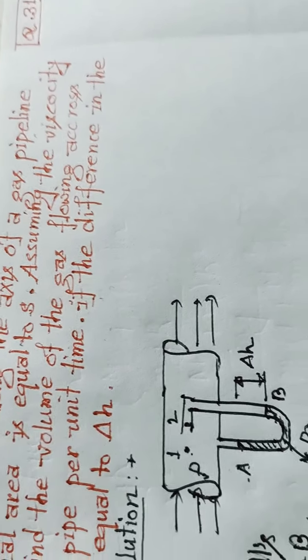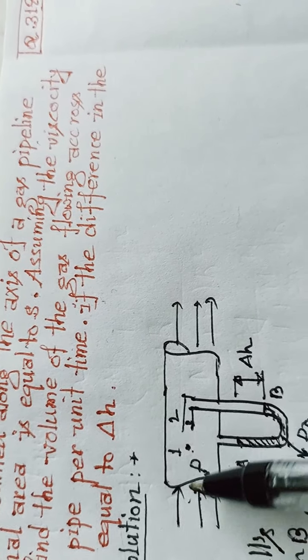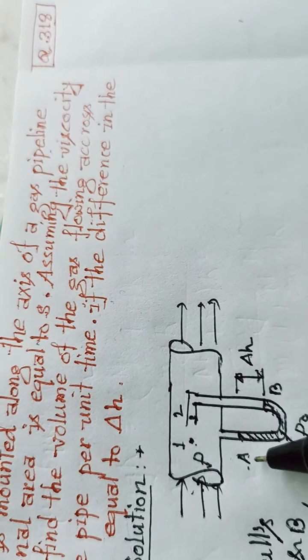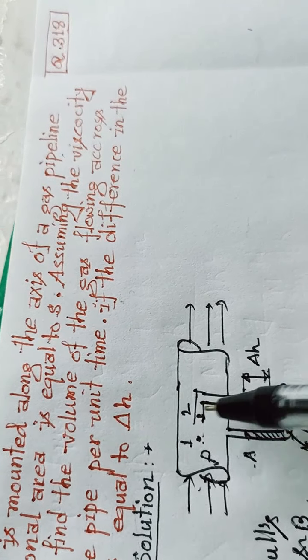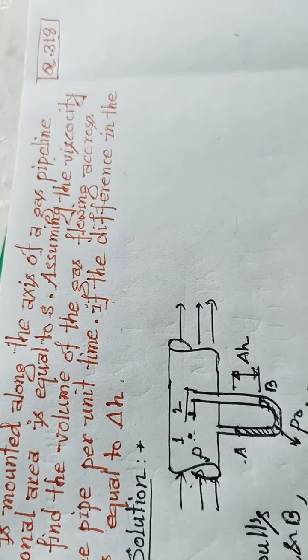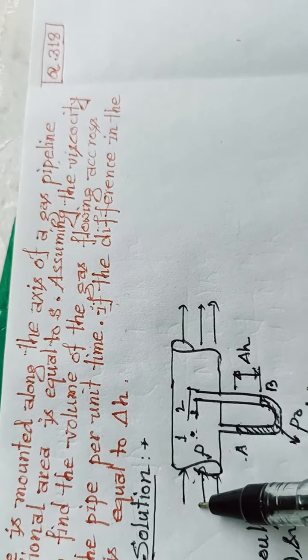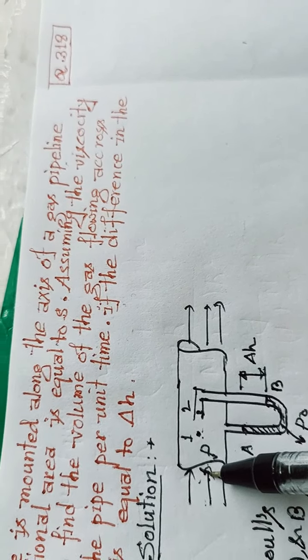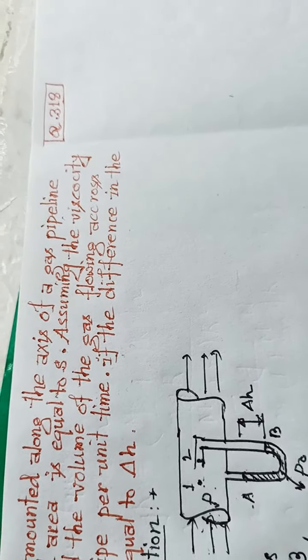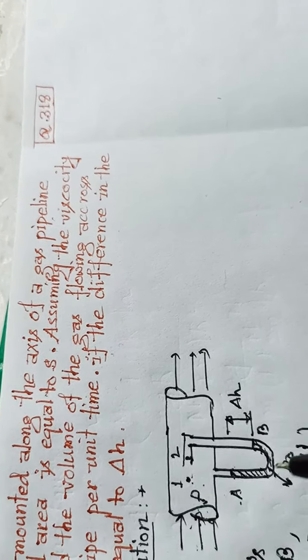From this figure we can draw this diagram. In this diagram, this is the inlet section and this is the outlet section, and we are considering 4 points: A, B, 1 and 2. This AB section is filled with a liquid of density rho 0, and the density of the fluid or gas is rho. Now first of all, we'll consider the Bernoulli equation for points A and B.